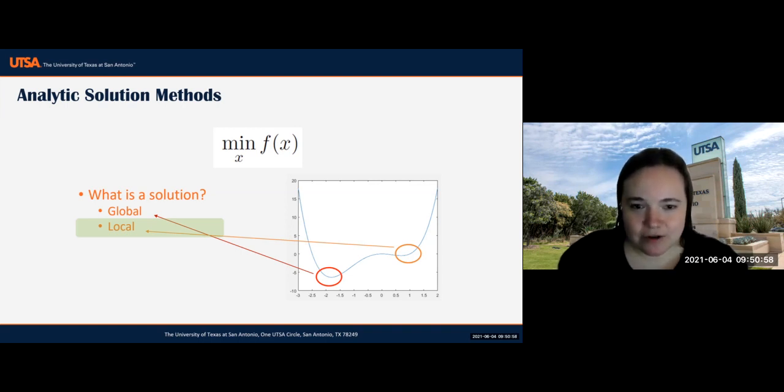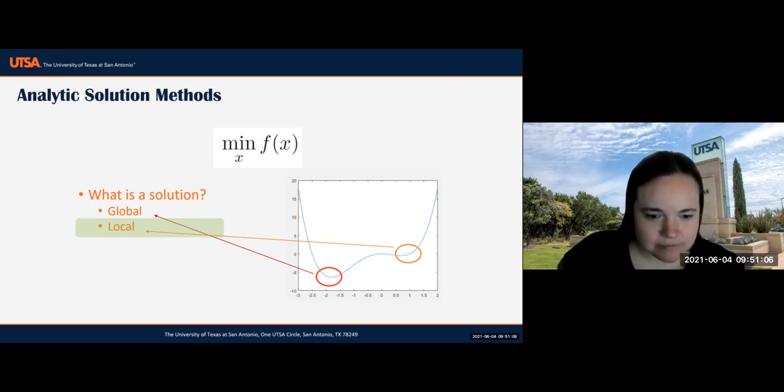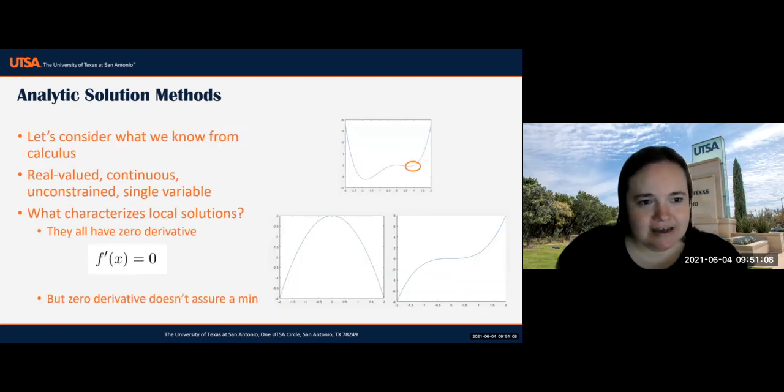So I want to talk a little bit about what kind of analytic conditions we would have if we were just back in the world of calculus. So let's consider just a real valued, continuous function, unconstrained, and a single variable. If we were going to solve that, so that seems like kind of stripping away most of the challenges. Let's see if we can solve that.